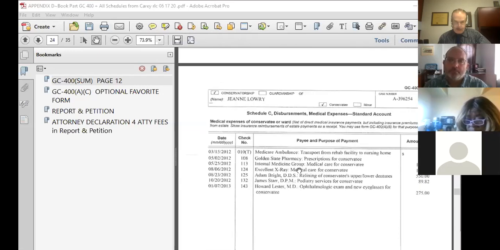Okay, so we have medical expenses. List those sequentially and in the form there, we have check numbers. I was looking at this first one, which says 010T, and I couldn't figure out what check number that would be. I ended up concluding that it was a temporary check, from when the guardian or conservator just opened their new account. So that might account for why it looks unusual.